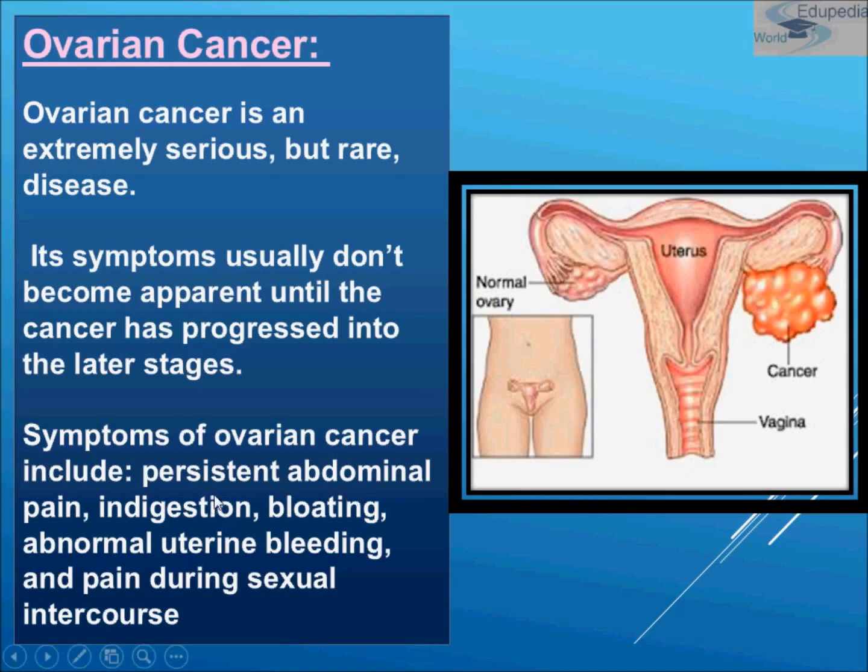They include persistent abdominal pain, indigestion, bloating, that means formation of gas, abnormal uterine bleeding, that means the uterus will bleed abnormally, and pain during sexual intercourse. These are the symptoms of ovarian cancer. Okay, so this is the second disorder which is associated with the ovaries.